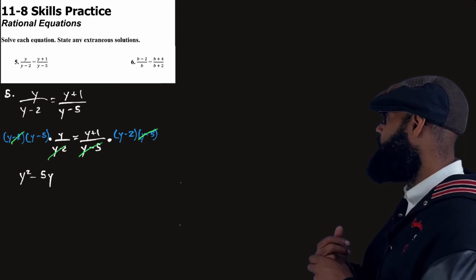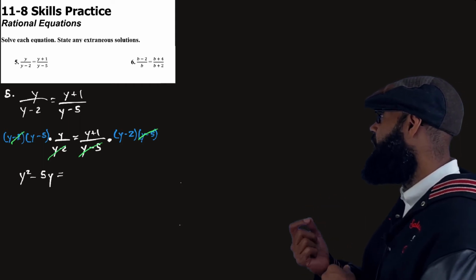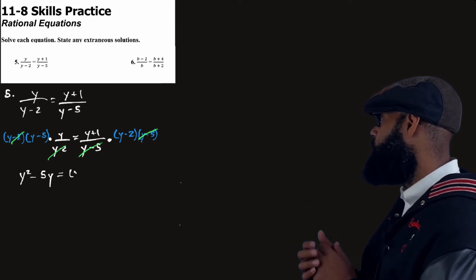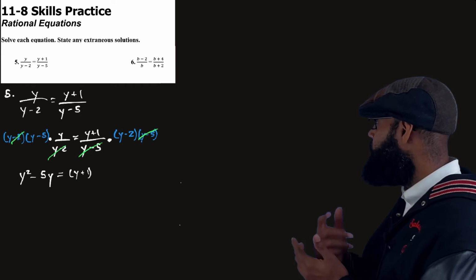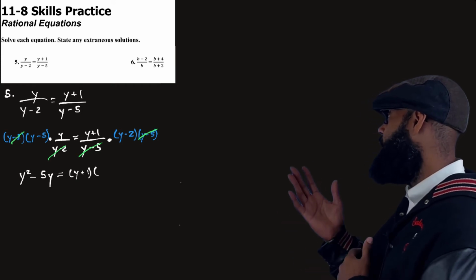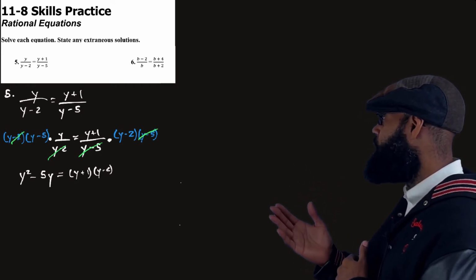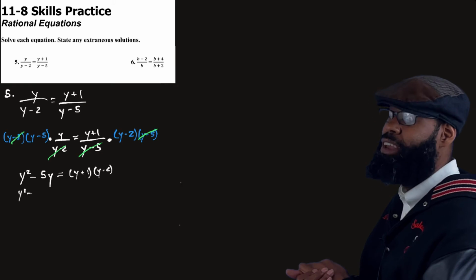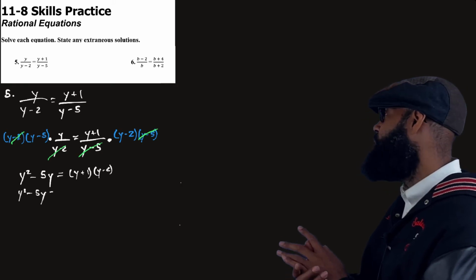The y minus 2 cancels the y minus 2. So now y times the y and y times negative 5. Y squared minus 5y. On the other side, the y minus 5 cancels with the y minus 5. And of course, y plus 1 times the quantity of y minus 2. You mean I need to multiply binomials? Yes. So here we go, guys.